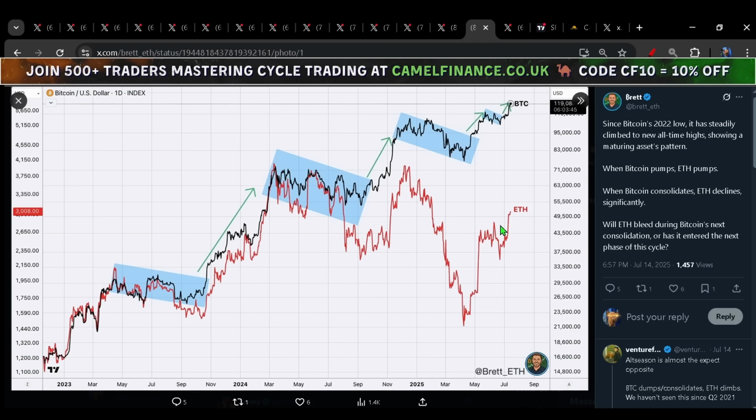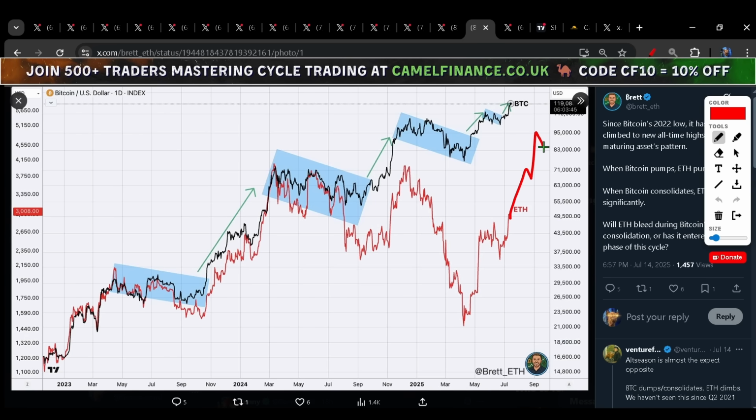Ethereum so far this cycle has significantly underperformed Bitcoin from the 4-year cycle lows. Bitcoin is closing in on about a 700% gain, whilst Ethereum is sat around 250-ish%. So again, it begs the question, right? Is there a massive catch-up trade here?